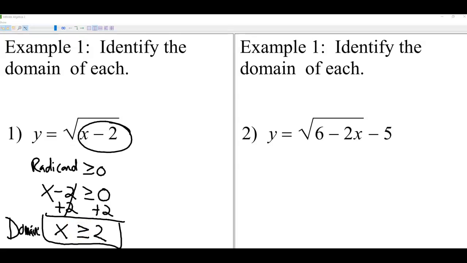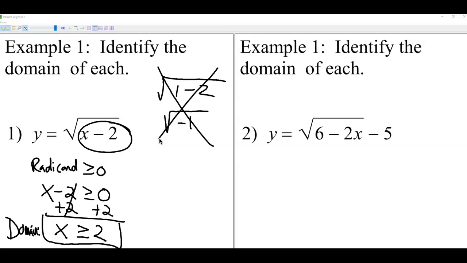If you were to try to plug in anything that wasn't bigger than or equal to 2, you'd end up with a bad answer. Can you give me an example of a number that's not bigger than or equal to 2? 1 or negative 1. I'm going to go with 1, a little bit easier. You don't have to write this part, but let's say I plugged in 1. What's 1 minus 2? And that's an imaginary number, which is not part of the real number system. So that's outside the domain. You're not allowed to plug in 1.